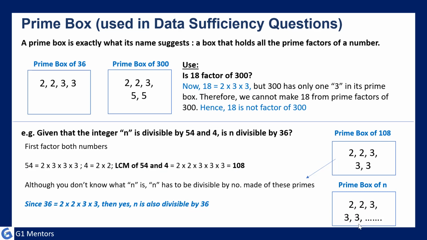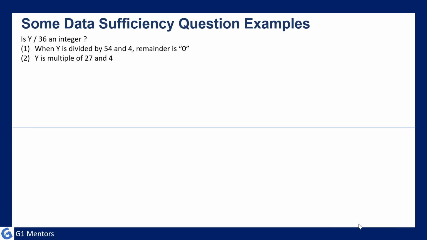Now let us see how these questions are tested in the data sufficiency questions. Is y by 36 an integer? So it is asking that, is y a multiple of 36? Okay, similar question. So 36 is equals to 2 into 2 into 3 into 3. So the prime box of y should contain 2 2's and 3 3's if it is a multiple of 36. Okay, let's say statement 1. Since it's a data sufficiency question, we write AD, BCE.